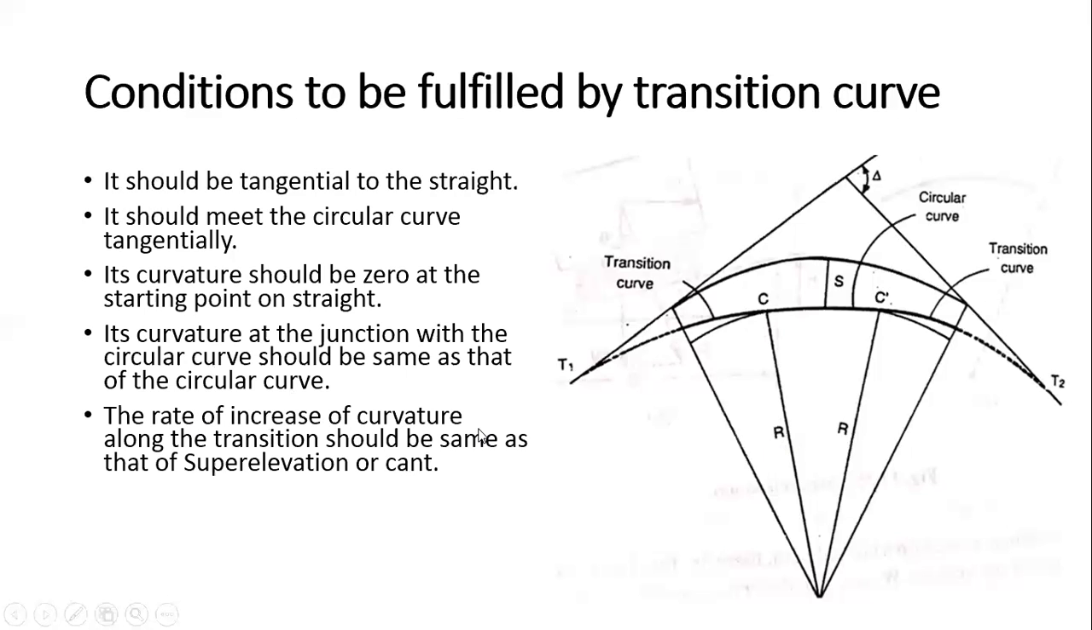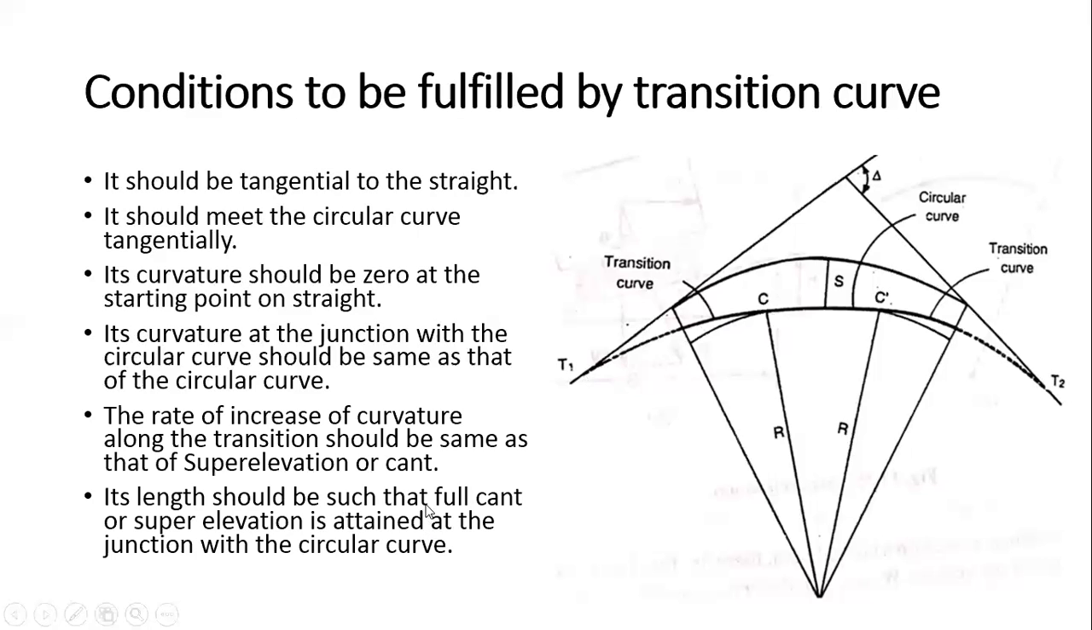The rate of increase of curvature. Now from here to here, okay, the curvature is increasing. The rate of increase of curvature along the transition should be same as that of superelevation. Now we know that whenever there is a curve, the outer end of the road is raised with respect to the inner one, that is called your superelevation. So the rate of increase of curvature from this point, that is the curvature is 0, and at this point this is your R. So rate of increase of curvature should be same as that of the superelevation. Okay. The other name of superelevation is cant.